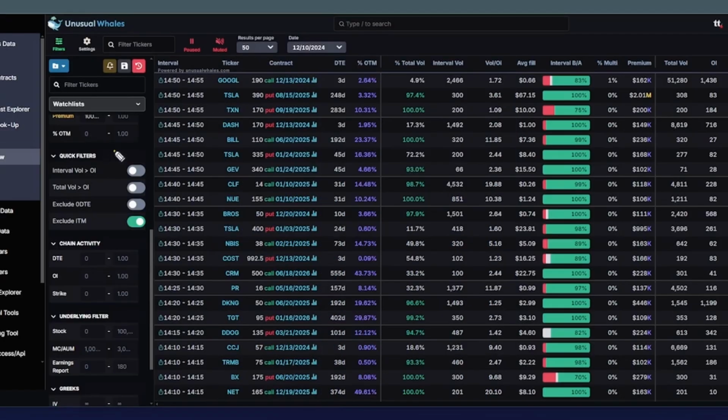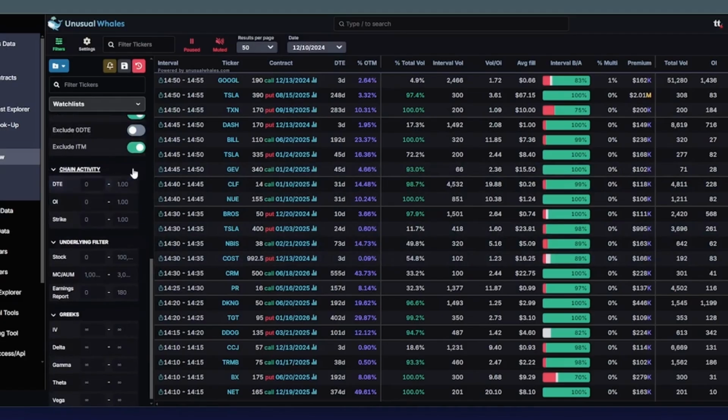The top two sliders, interval volume greater than open interest and total volume greater than open interest, I'm going to toggle on because, as I mentioned earlier, I want these to indicate opening trades, and the only way for that to be likely or at times guaranteed is if the volume is greater than open interest. I'd prefer to see this happen within our 5-minute interval. And so for this filter, I'm going to toggle both of those.